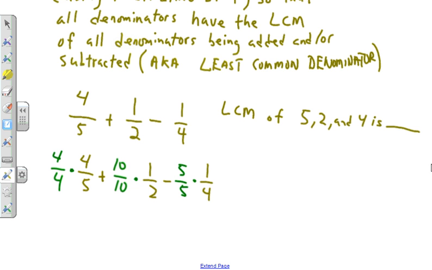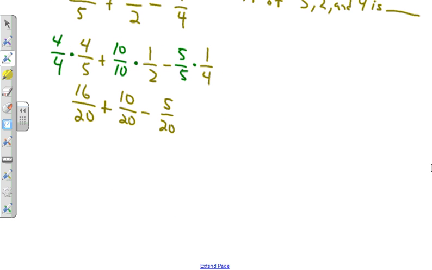So that's the hard part, and that's exactly what we're going to be doing when we add and subtract fractions, all right? The key is it's a lot harder to identify what your least common multiple is. So this is what? 16/20ths, right? Plus 10/20ths minus 5/20ths, right? And what's our outcome there? 21/20ths. Okay.